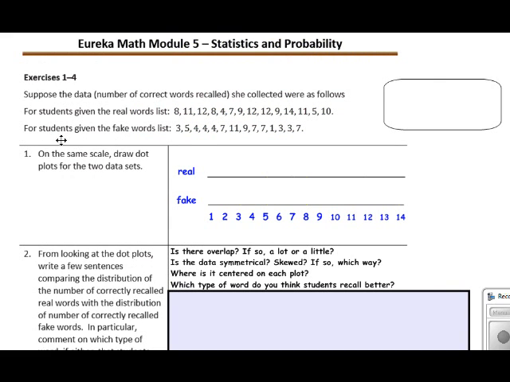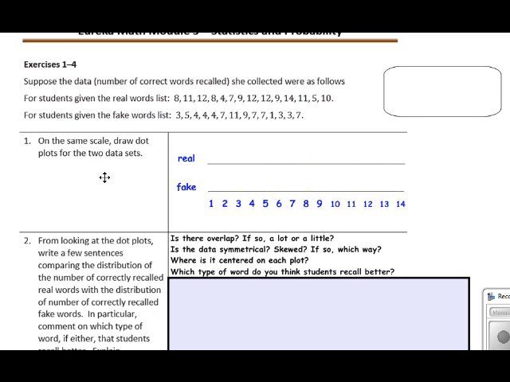Exercises 1 through 4. Suppose the data, which is the number of correct words recalled, she collected were as follows. For the students given the real word list, 8, 11, 12, etc. This is how many words the people recalled. And the students that were given the fake words list recalled 3 words, 5 words, 4 words, etc.